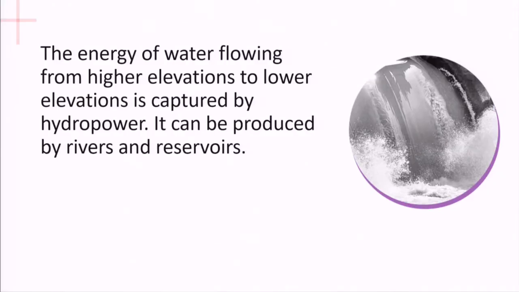With hydropower, electricity is produced by the mechanical energy of moving water. Hydroelectric power plants generate energy by turning a turbine that is powered by the water flowing in the rivers and the streams. The energy of water flowing from a higher elevation to a lower elevation is captured by hydropower. It can be produced by reverse movement or by reservoir movements. A big reservoir can be utilized to create a regulated flow of water that will drive a turbine producing power, or by erecting a dam or a barrier which will help in creating power by running the turbine.